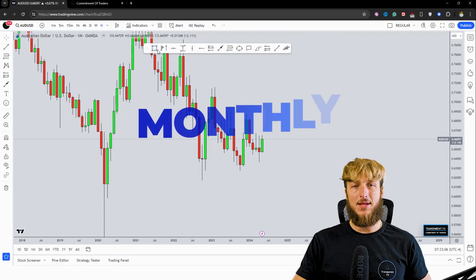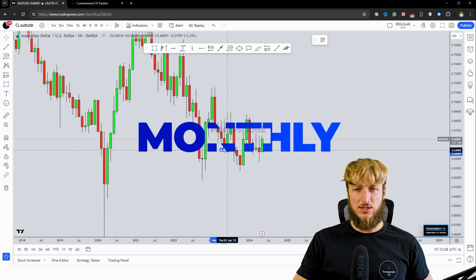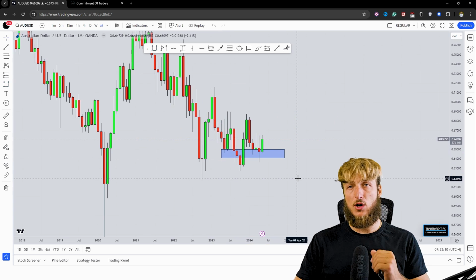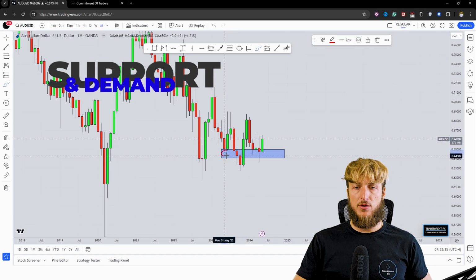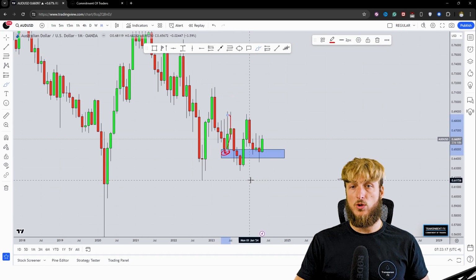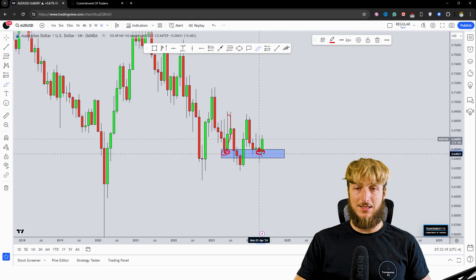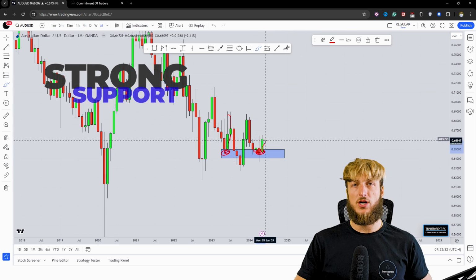Starting here from the monthly time frame, what we can see is that we have a market which at the moment is testing a quite strong monthly support and demand area. From here, in fact, all this previous move to the upside was created. Again, here, the market tested its zone and started rejecting it to the upside.